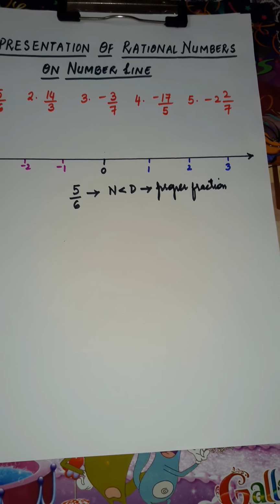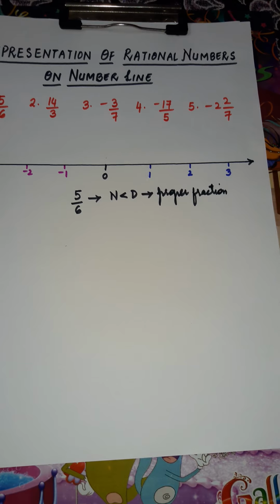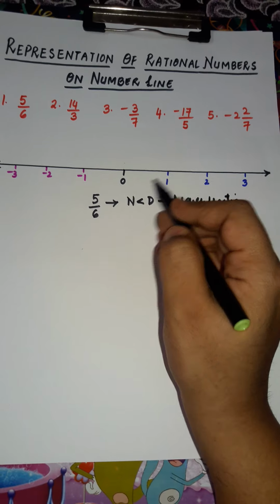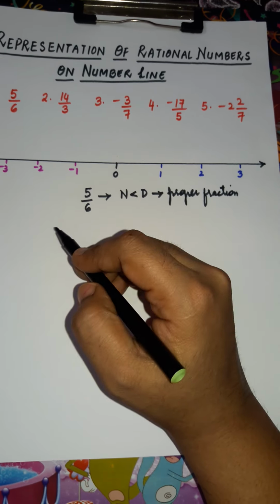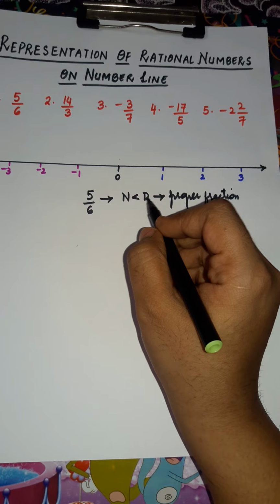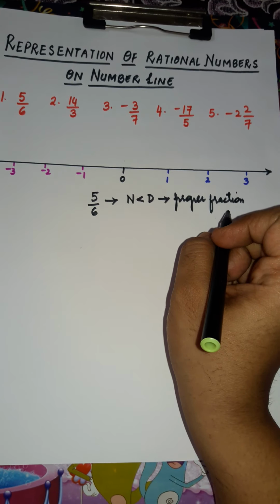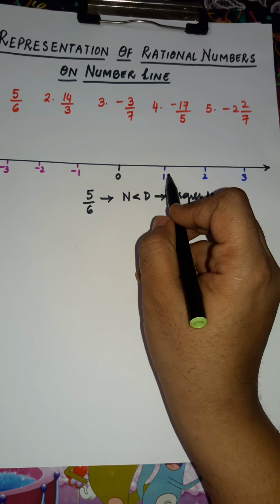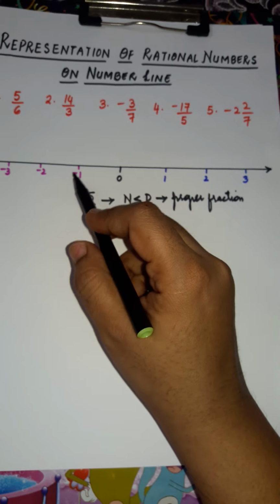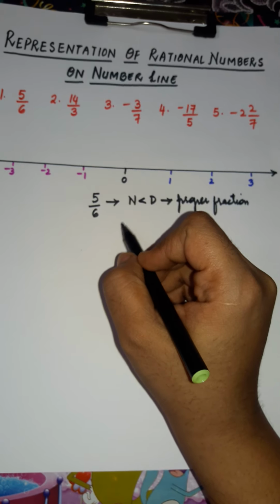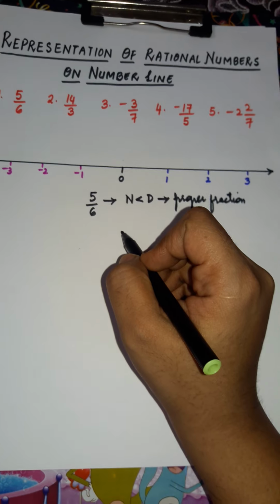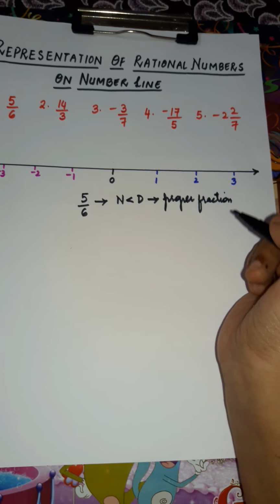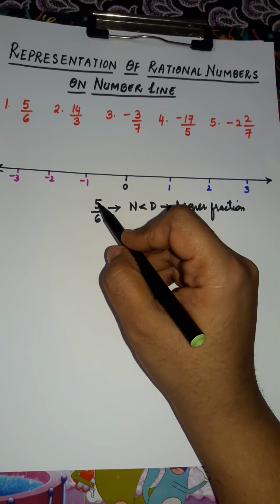You just have to remember, a proper fraction always lies between 0 and 1. Whether it is 5 by 6 or anything else, wherever the numerator is smaller than the denominator, it will lie between 0 and 1. A positive proper fraction lies between 0 and 1. A negative proper fraction lies between 0 and -1. If I take the example of 2 by 4, it is also a proper fraction, so it is also lying between 0 and 1. Got it? So 5 by 6 lies between 0 and 1.